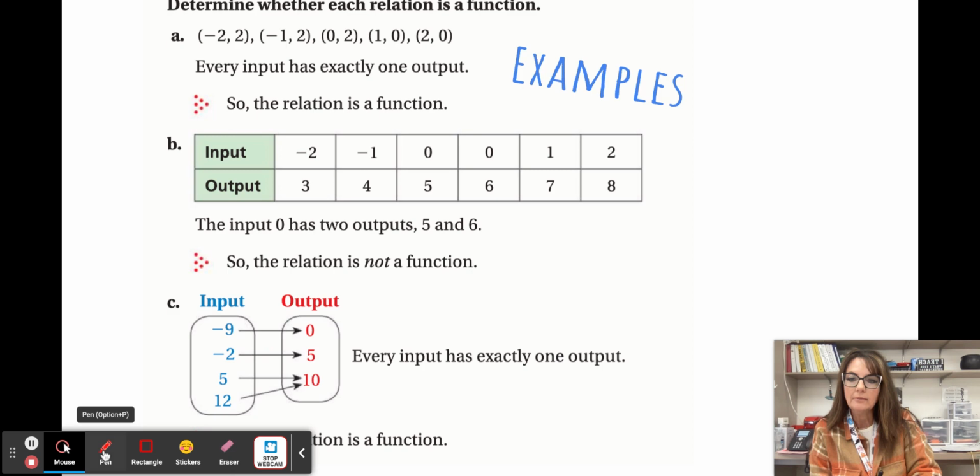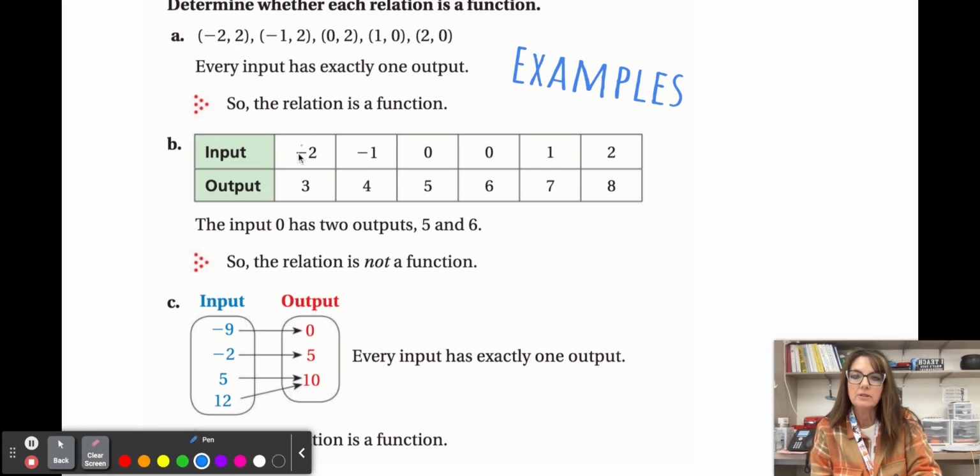Now look at part B. You have inputs of -2, -1, 0, 0, 1, and 2. These two zeros, they're duplicated inputs, but they are going to different outputs, okay? So that is showing us right here, right, that 0 has two outputs, 5 and 6. It's not a function because think about like writing a rule in which you put in a 0, sometimes get a 5, put in a 0, sometimes get a 6. Mathematically, that doesn't make sense, following all of the orders of operation, everything else. So this is why it becomes not a function.